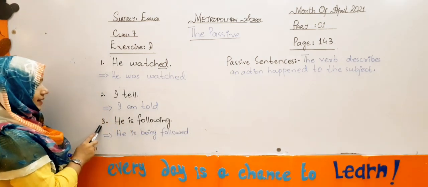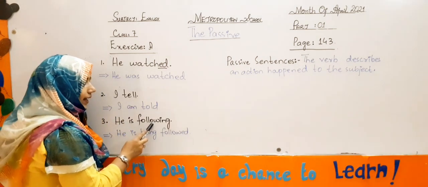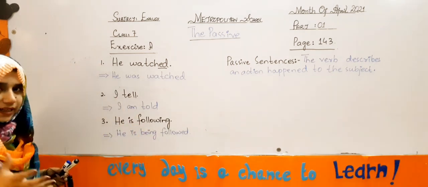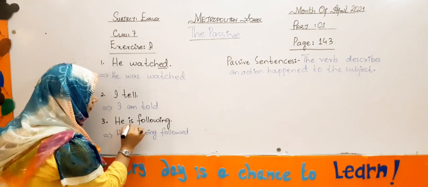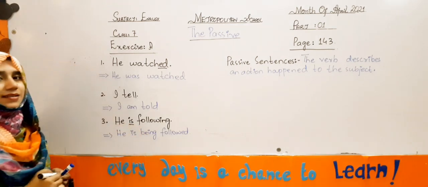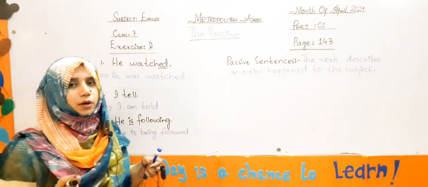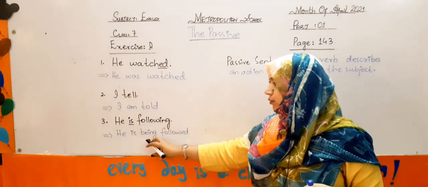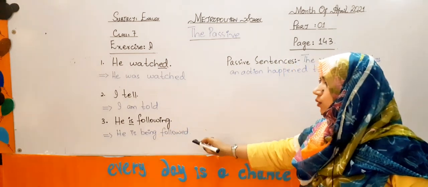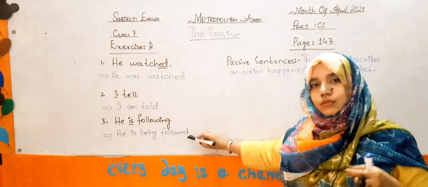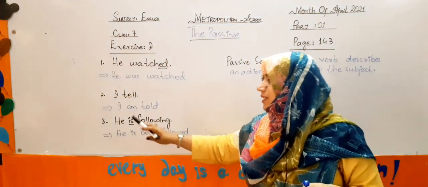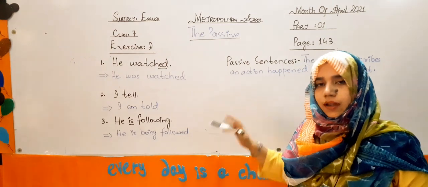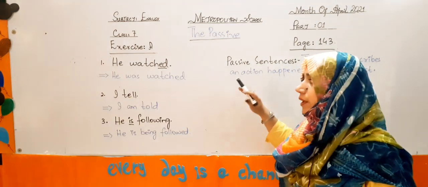There is another sentence, that is: he is following. He is following. So we see that there is a helping verb which is used, that is is. So is is the helping verb of present continuous tense. So along with is, we are going to use being, because there is a rule that we are supposed to use the third form of the verb. So the sentence becomes: he is being followed, right, my dear students? I hope you understand this exercise.